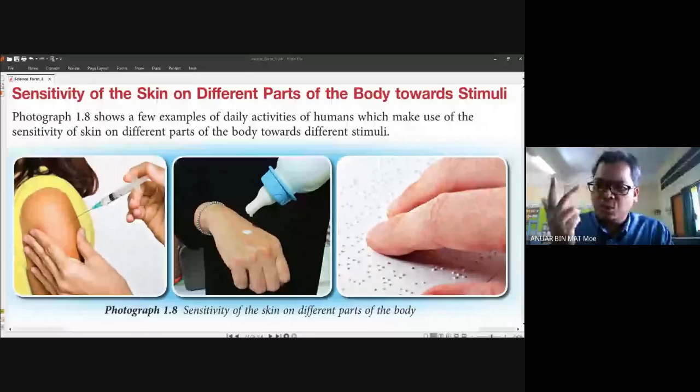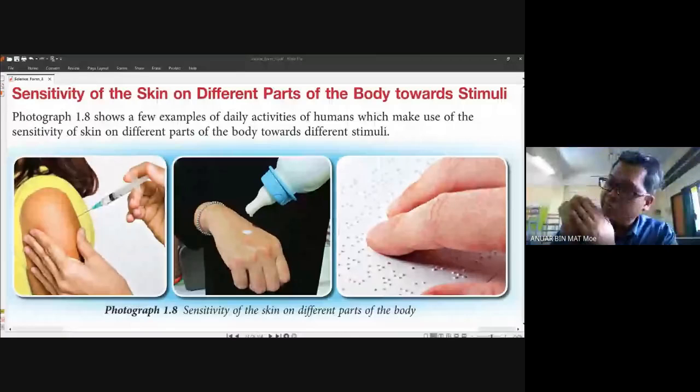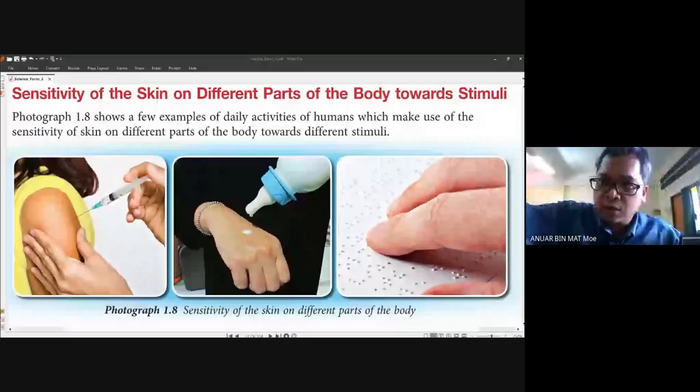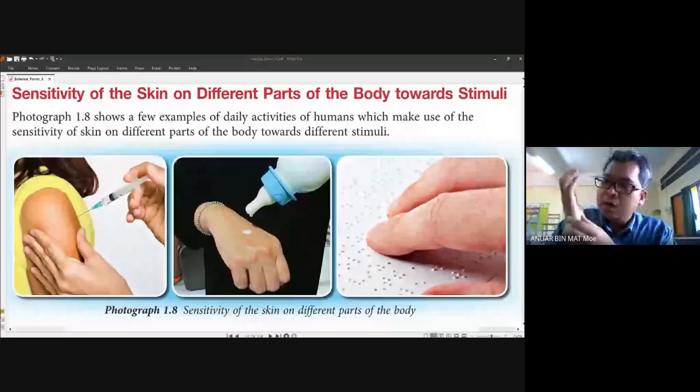Pain, pressure, heat, cold, and then the touch. Because your skin can feel the touch. Pressure means tekanan lah. If you touch or if you press on the table too hard or too strong, your body will feel the pain. Okay, that is the stimuli for our skin. Okay, very good.